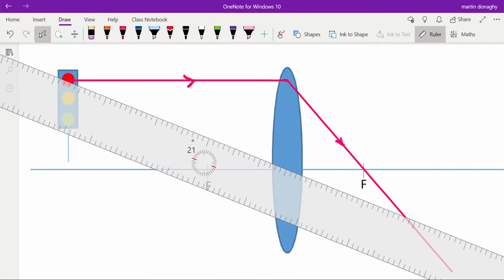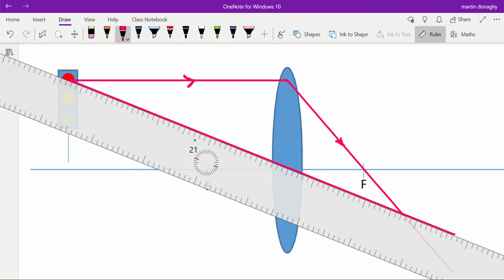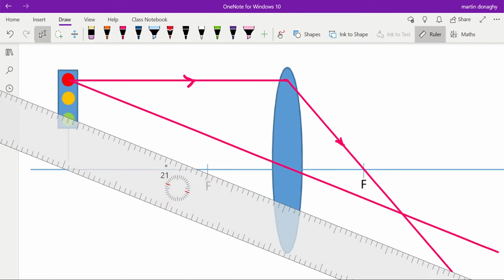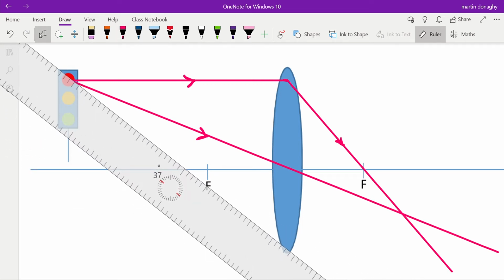The other one we know what happens is a ray that passes straight through the center of the lens, just continues on its path. Okay, it doesn't bend either way. And those two rays, we can always tell what happens. Now, once we've drawn those two, we can draw other rays.